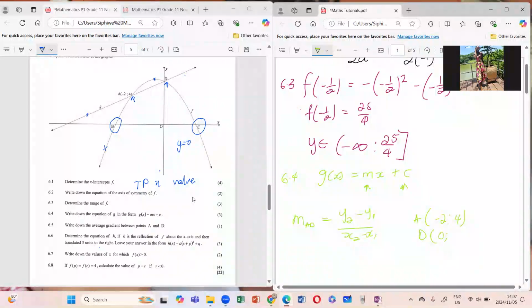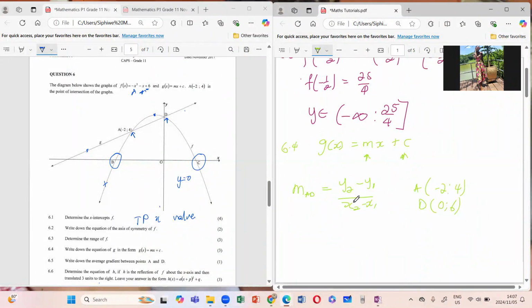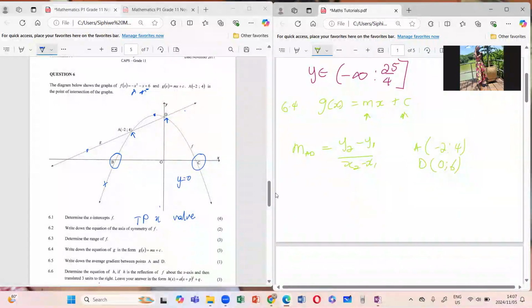So looking at our equation, because x is 0 here, if we plug in 0, D is actually (0, 6). So those are the 2 points we can use to calculate the gradient. So we have 6 minus 4 over 0 minus negative 2, which gives us 1. So our gradient is 1.